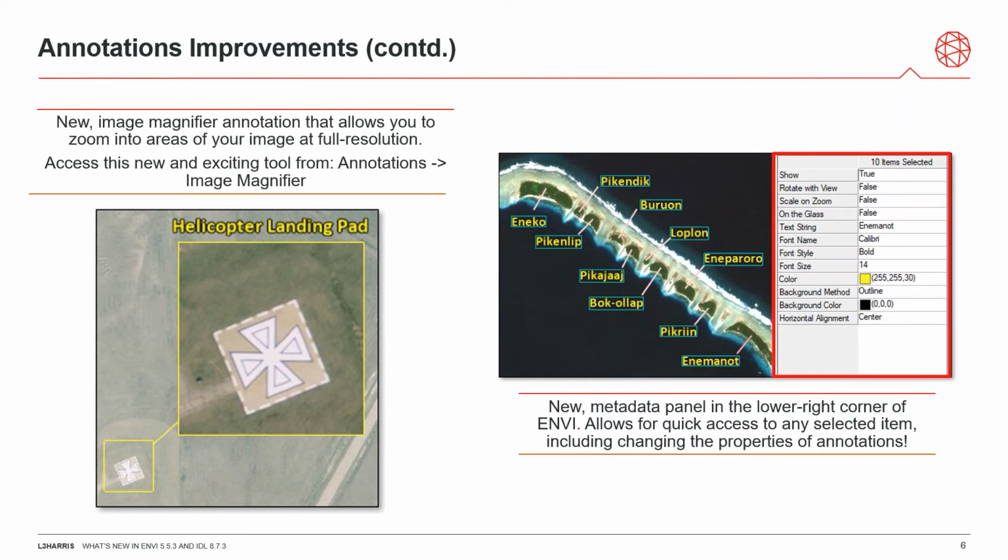So changing if it's on the glass or just on the image, the font, the color, background, if you want to have outlines, it just makes it easy to access all that instead of having to right click and go into properties. This is also really nice with images because it'll always tell you the pixel size. So if you have an image that is georeferenced, it'll say the actual pixel size in the data units that you have present.